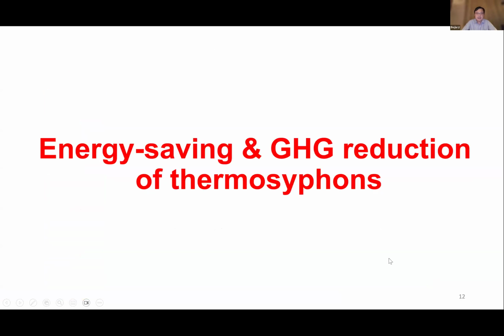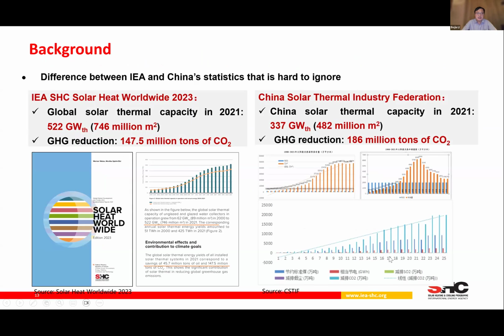For the second part I want to share tonight, energy saving and GHG reduction testing results in China. First, we initiated this topic because we found a difference between the IEA and China's figures. The IEA gives the GHG reduction of global solar thermal as about 147 million tons. But in the Chinese report, China's solar thermal GHG reduction is about 186 million, larger than the total of the world's solar thermal systems. So we are wondering why.